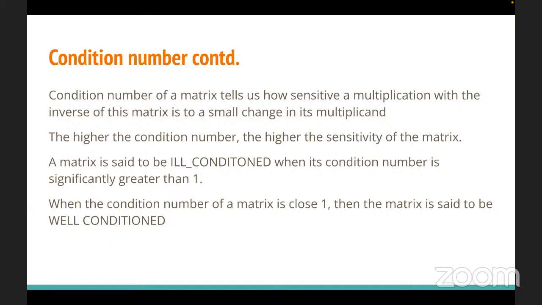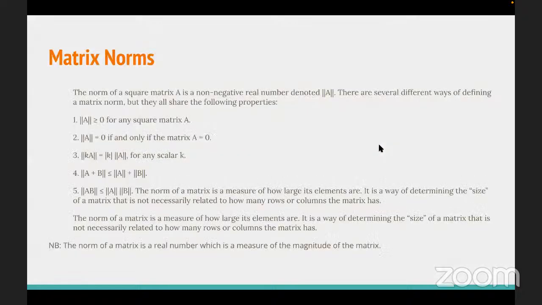If it is approximately 1, maybe 0.89 or 1 point something or 2, that matrix is still well conditioned. But when you begin to have a condition number like 10, 1,000, 4,000, that matrix is said to be very ill conditioned. Okay, so when the condition number of a matrix is close to 1, the matrix is said to be well conditioned. Now, matrix norms.